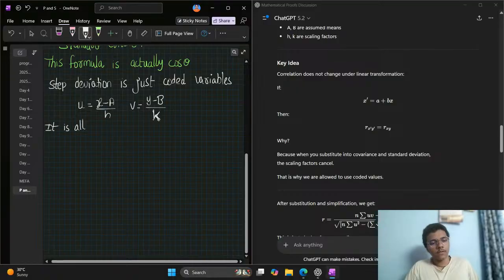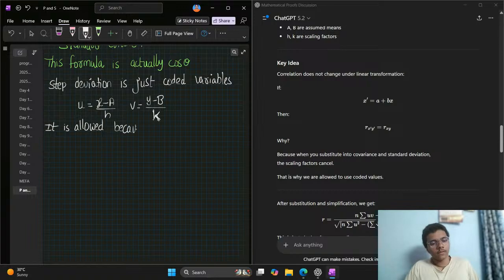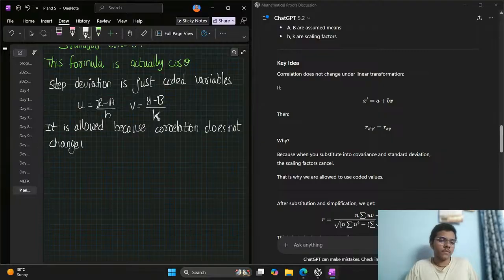It is allowed because correlation does not change under linear transformations.